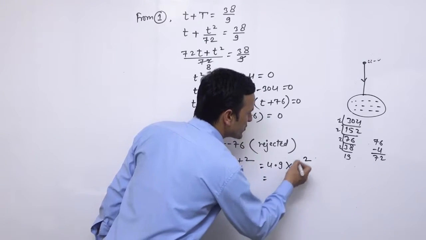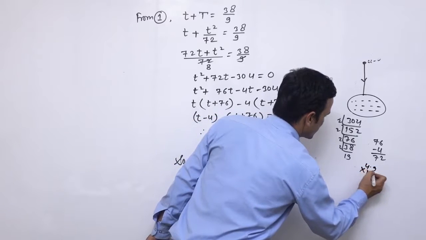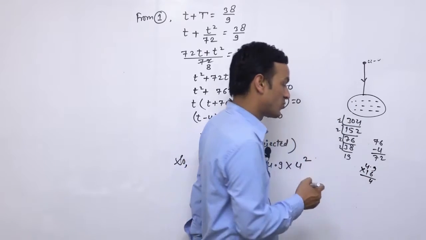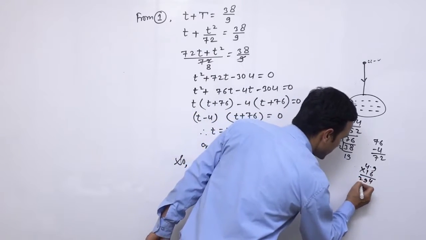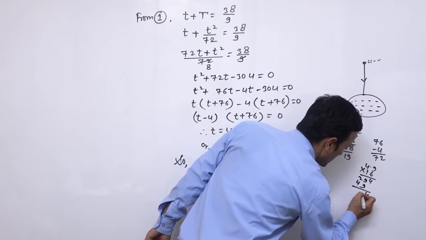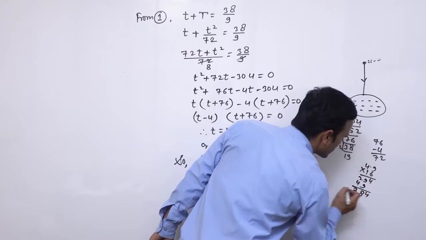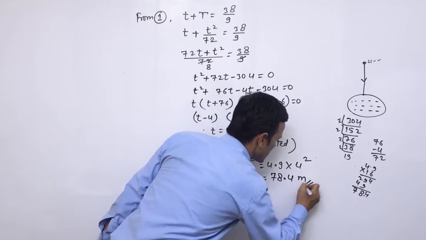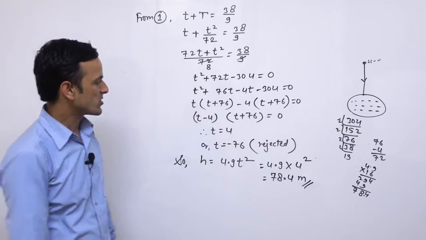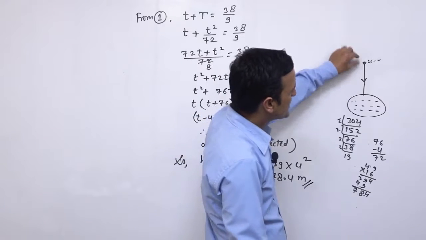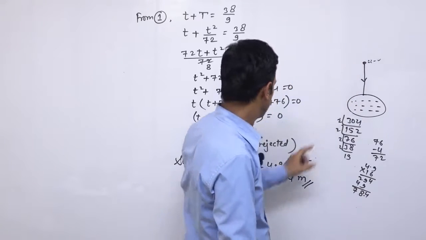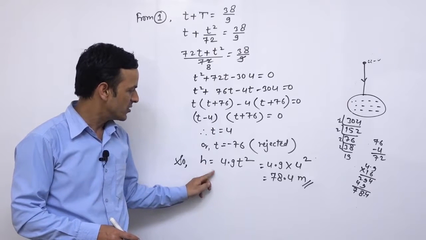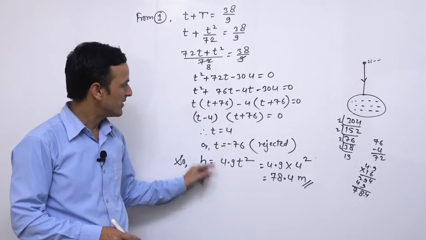So 4.9 into 16. 6 times 9 is 54, carry over 5, 6 times 4 is 24, 24 plus 5 is 29, and 1 times 9 is 9, 1 times 4 is 4. So 78.4. So the required answer is 78.4 meters. So the total height attained by this stone to the pond is 78.4 meters. So it is the depth of the well according to the question.